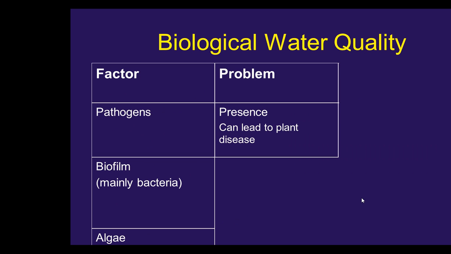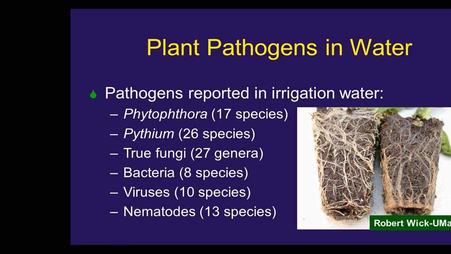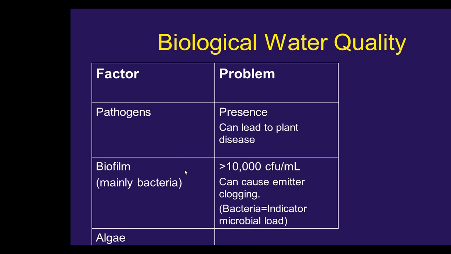When we think about the biological water quality, the factors that we're interested in are pathogens, biofilm, and algae. We know that the presence of pathogens can lead to plant disease. We're still learning more about how much pathogens in the water can actually lead to disease, but in the meantime, we can just know that the presence of pathogens can lead to disease, and just as a risk management strategy, if we find them, make sure that we consider them to be a risk. Pathogens reported in the irrigation water include Phytophthora species, Pythium, true fungi, bacteria, viruses, and nematodes. So we have that whole gamut of pathogens that can be moved through water.